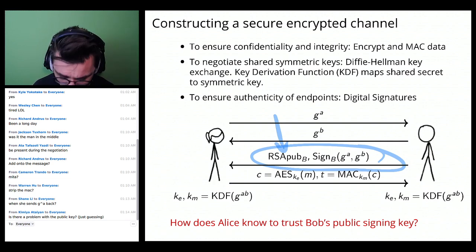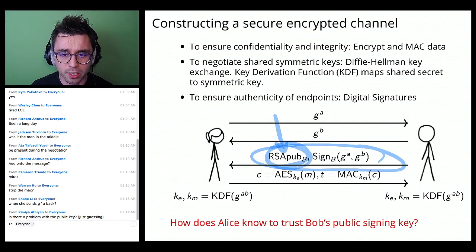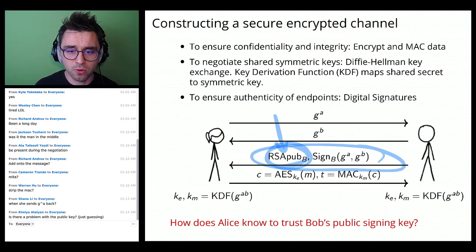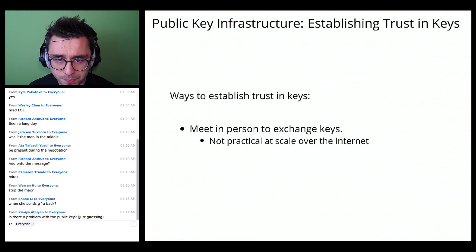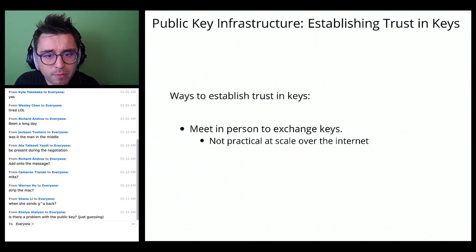Right? So we need to somehow make sure that this key that we just received over the wire is actually Bob's key. Because if it's not Bob's key, then we could have just been men in the middle again. So one of the things that we have to address here is how do we check that this is actually Bob's key? This is the goal of today's class, building on where we were last time. So how do we establish trust in these keys?